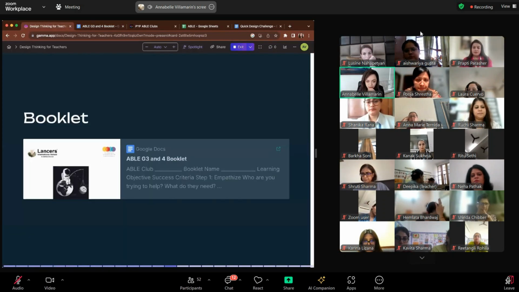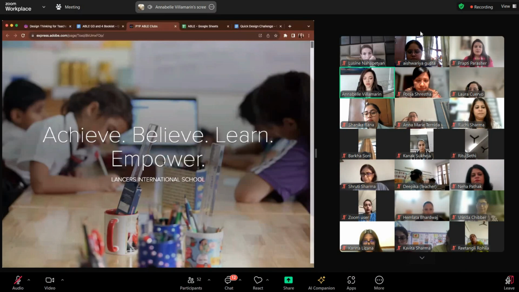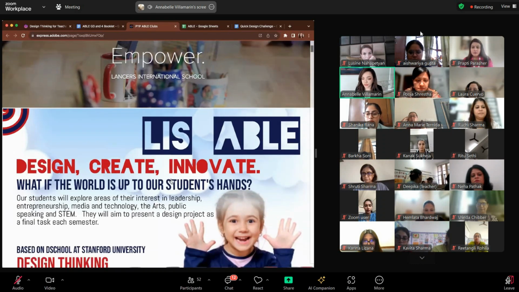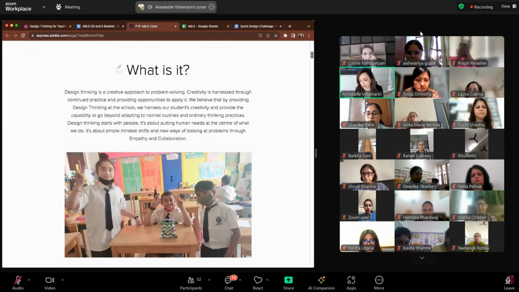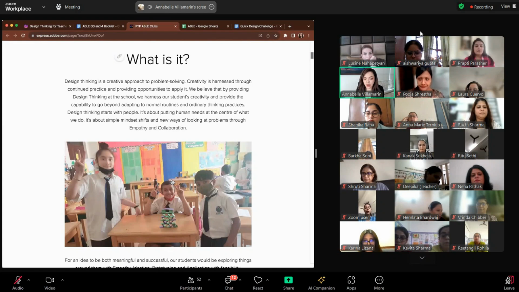I also have here another, I think this is the Able Club. The Able Club that we have at Lancers is very much under the design thinking protocol. So here you can see the many designs that the kids have created, really highlighting empathy and collaboration.